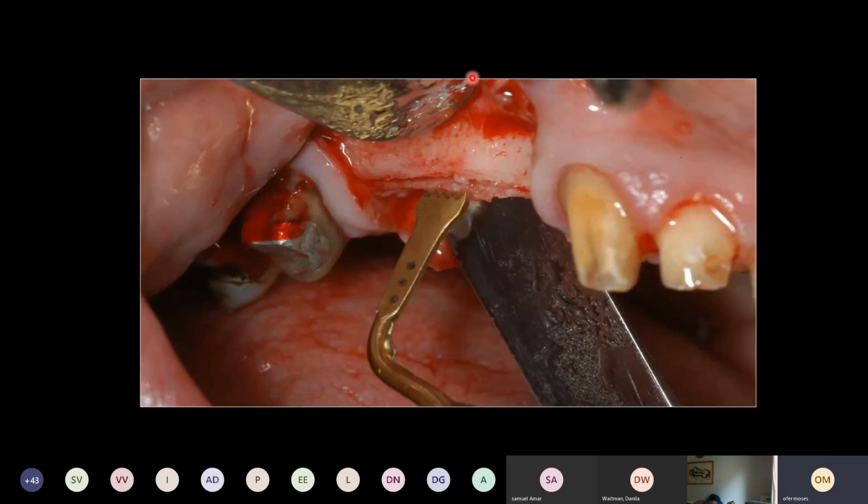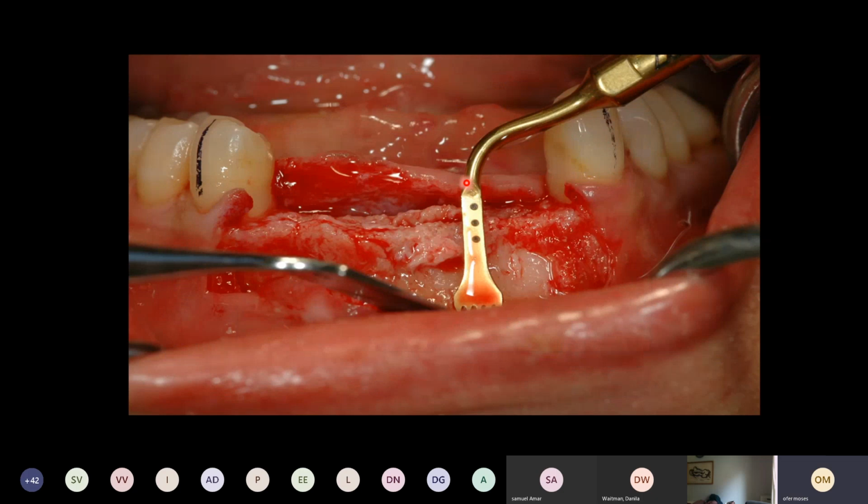Here you can see a place where we use a piezoelectric tool in order to split the bone. Generally speaking, I prefer to use a piezoelectric and not a rotating tool because it's much safer. Here, this is an anterior mandibular area. We use the same instrument. As you can see here, the marking of different depth.